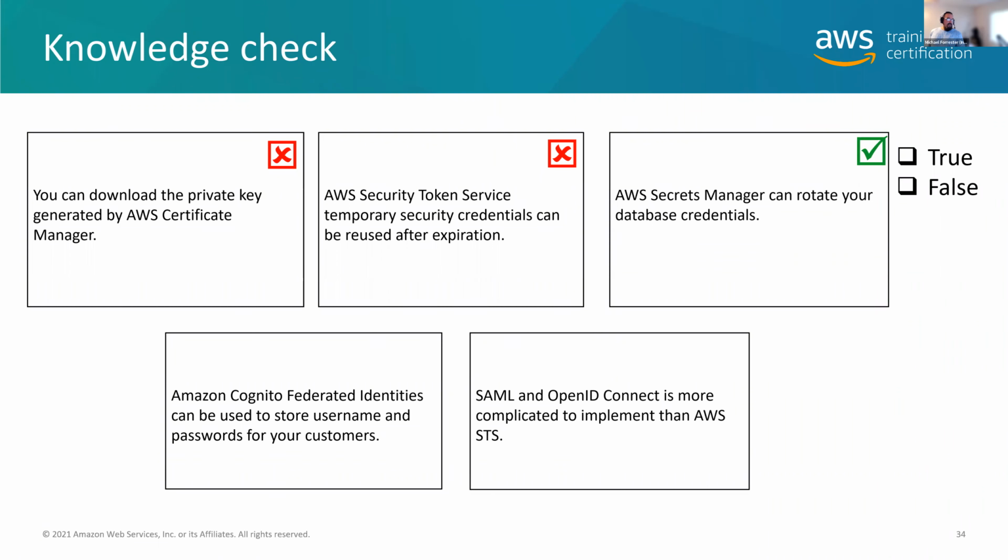Last two. Amazon Cognito federated identities can be used to store usernames and passwords for your customers. If you are federating with another data store, is Cognito storing your usernames and passwords? Is that true or false?